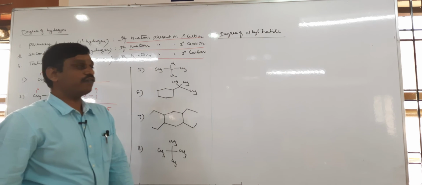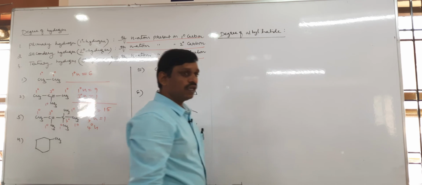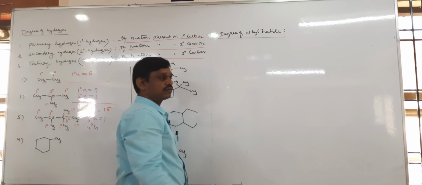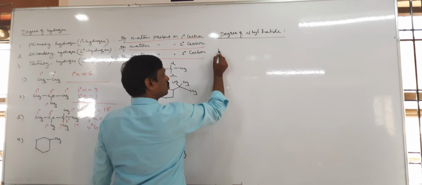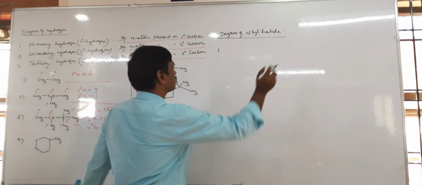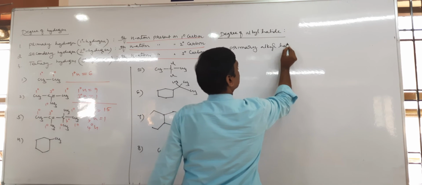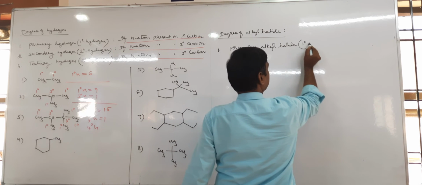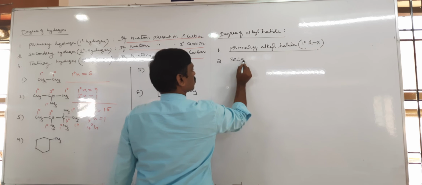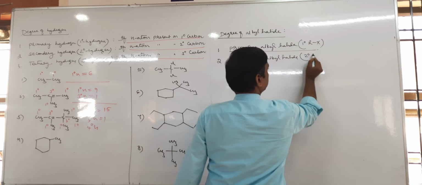Okay, so degree of alkyl halide is based on the attachment of halogen to a carbon atom. Alkyl halides are classified into types. 1. Primary alkyl halide, it is called 1 degree RX. 2. Secondary alkyl halide, 2 degree RX.